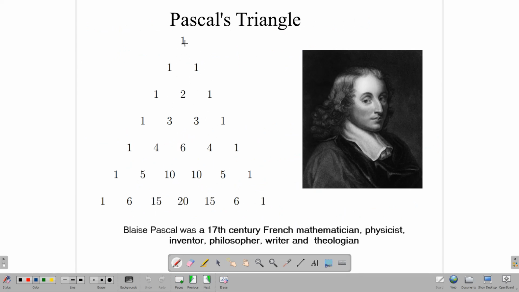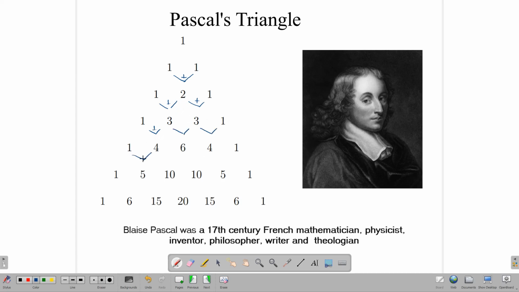So we start with 1, and then 1, 1. And then these two now combine, 1 plus 1 gives you 2. So in the next line, we have 1, 2, 1. In the next line, 1 plus 2 gives you 3. 2 plus 1 gives you 3. And then we continue with 1. Then 1 again. 3 plus 1 gives you 4. 3 plus 3 gives you 6. 3 plus 1 gives you 4.